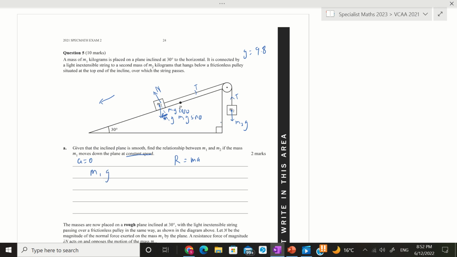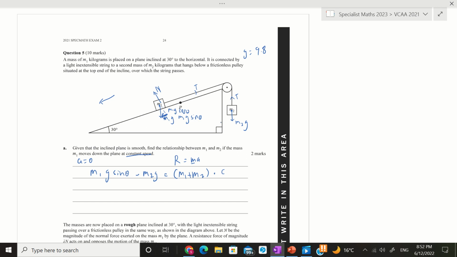So M1g sine theta is equal to, oh wait, we have to deal with this M2 mass here. Well, the only other force opposing this M1g sine theta force is this M2g force. So M1g sine theta minus M2g is equal to mass times acceleration. Remember, we're dealing with a full system here, so the mass in this formula is the mass of both of them added together. So m1 plus m2, essentially the mass of the whole system, right?